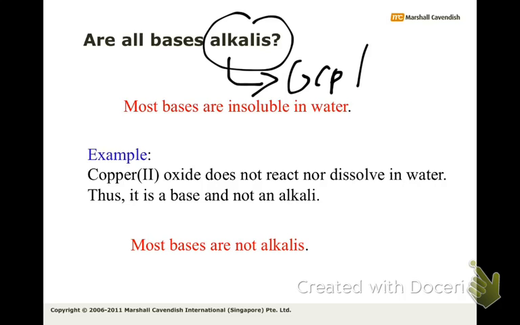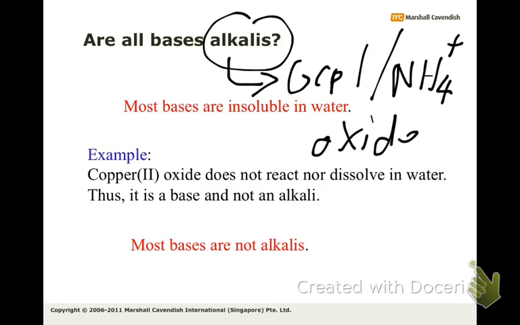Okay, group 1 or ammonium oxides. So let's say sodium oxide, potassium oxide, ammonium oxide. Ammonium oxide is very rare. Sodium oxide, potassium oxide, as long as it's a group 1 oxide, it is an alkali. It will dissolve in water to form something hydroxide.